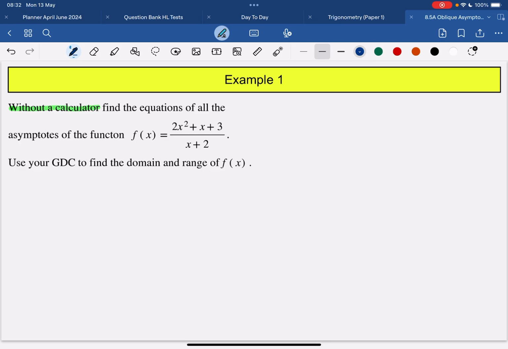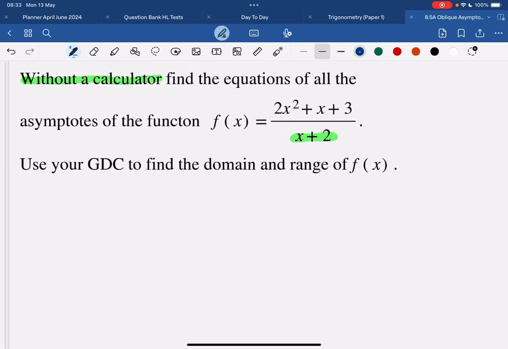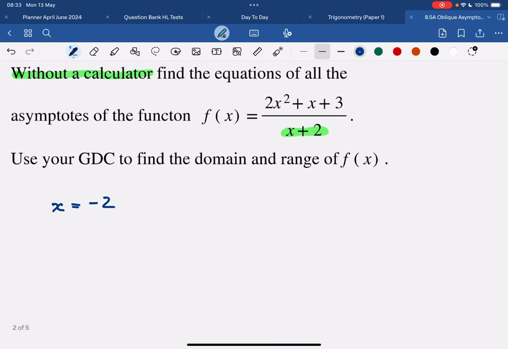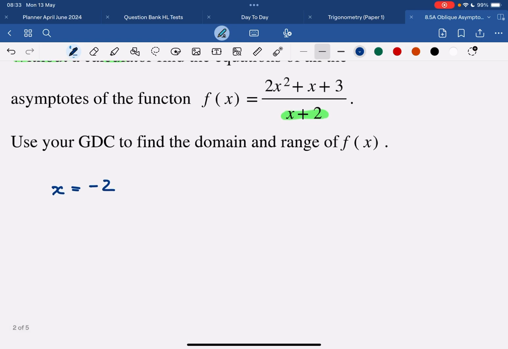So I hope that you know already that we can look at the bottom of this. We don't want that bottom part to be equal to 0. So one asymptote will be x is equal to -2. So that's the vertical one. Now to get the diagonal one, or the oblique or slant one, we are going to do some division.